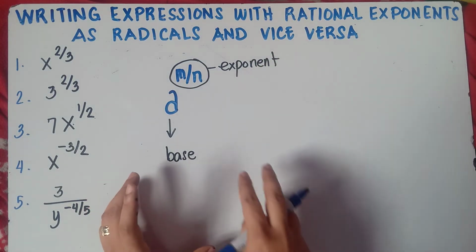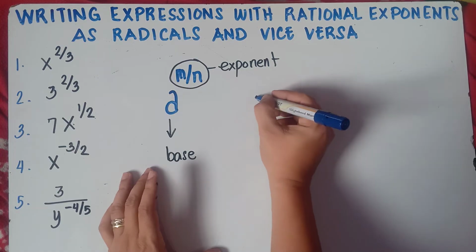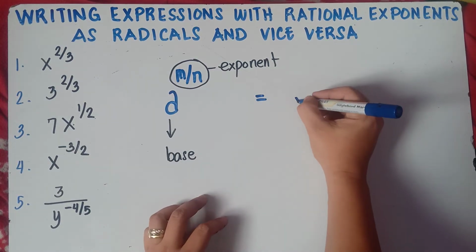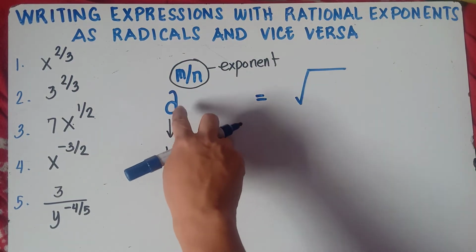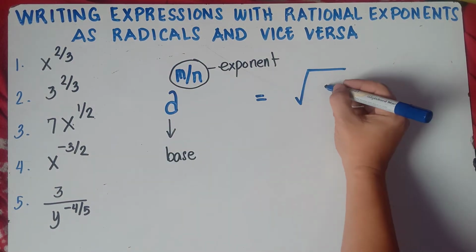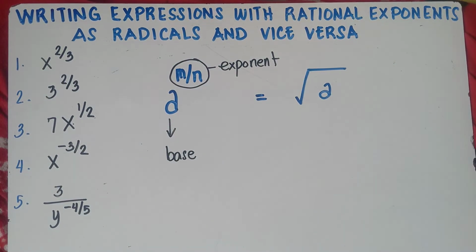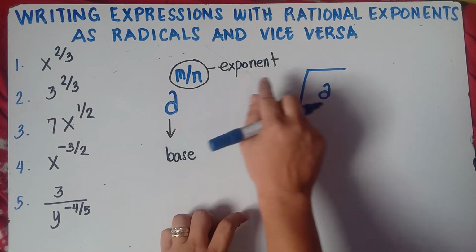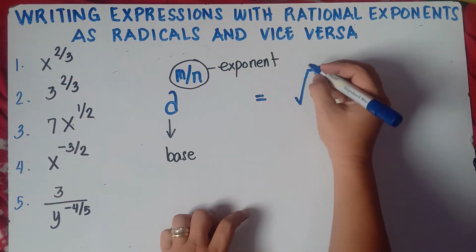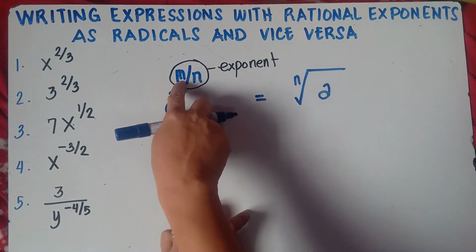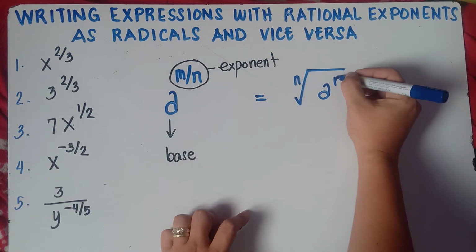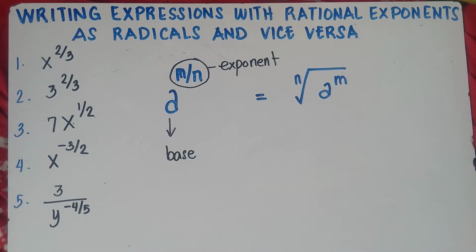Now you want to convert this into radical form. So once again, you put a radical symbol. This a here, you put inside the radical symbol. And this n, the denominator, will be your index. You put n here, this will be our index. And this m, the numerator, will be the exponent of a. And that's it, class. That's the answer there.